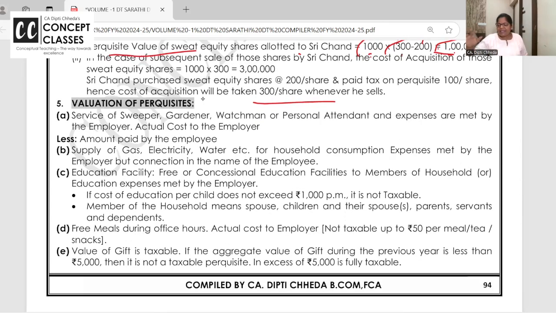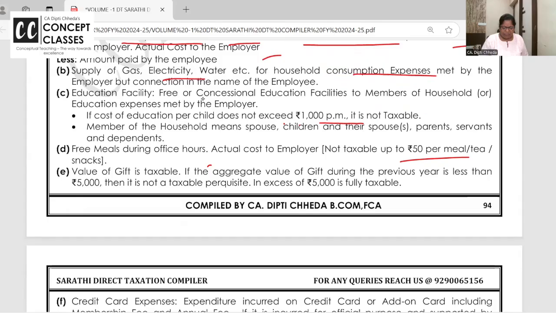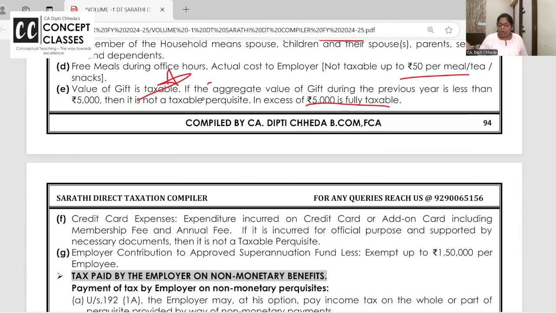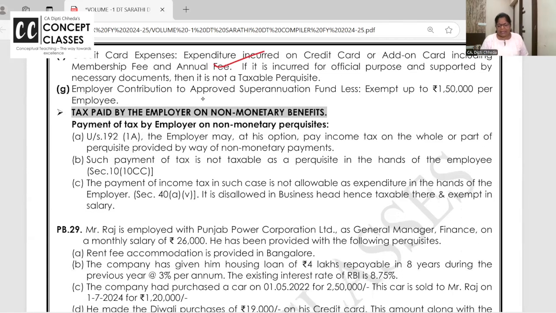Clear? Other than this, employer giving the employee a gardener, sweeper, watchman, cook, electricity bill, credit card bill, all taxable. Education up to 1,000 is exempt, free meals up to 50 are exempt. Gift, employer giving gift to employees exempt up to 5,000. Beyond that, 50,000 is the limit in GST. Here it is 5,000. Beyond that, if they give an 8,000 gift, completely taxable. Don't take the difference. Credit card taxable, superannuation fund seen.